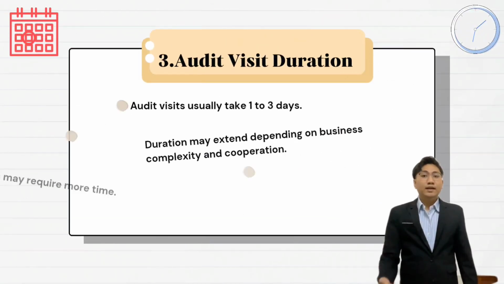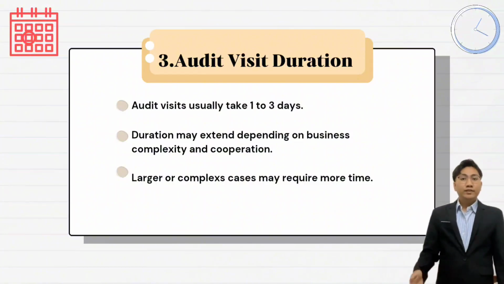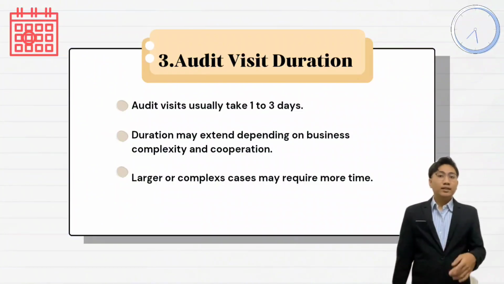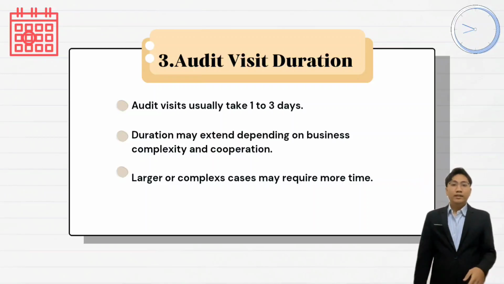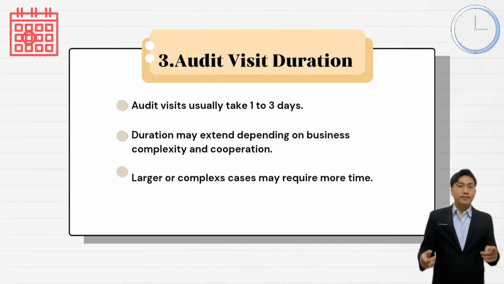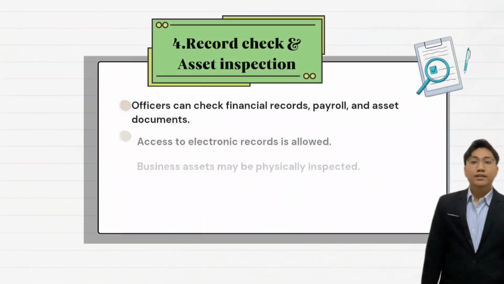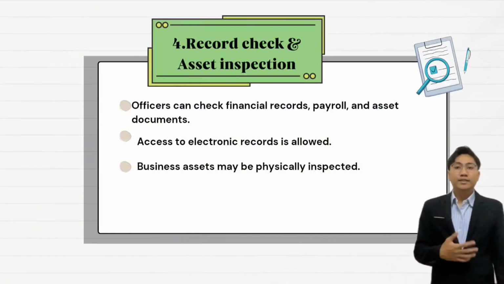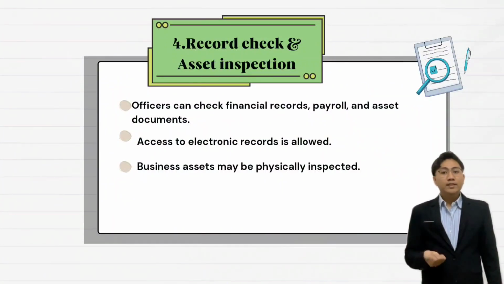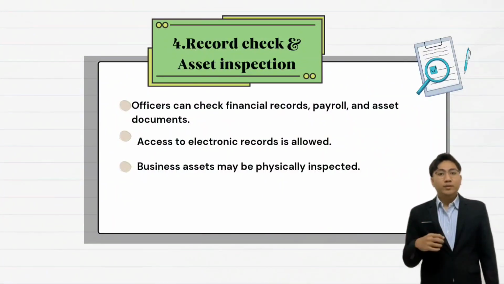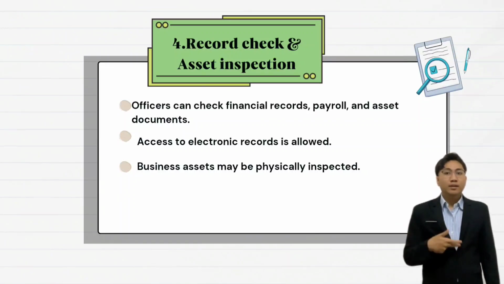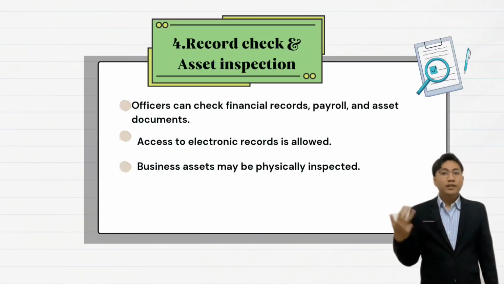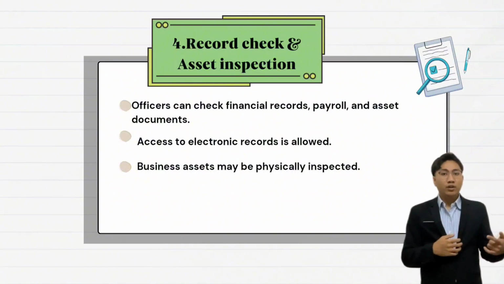Third process is audit visit duration. The visit usually takes 1 to 3 days, or maybe more if there are issues like the complexity of the business. Fourth is record review and asset inspection. The officer can review all information about financial statements, payroll, bank statements, and business assets. Failure to maintain complete records is an offence under the law.